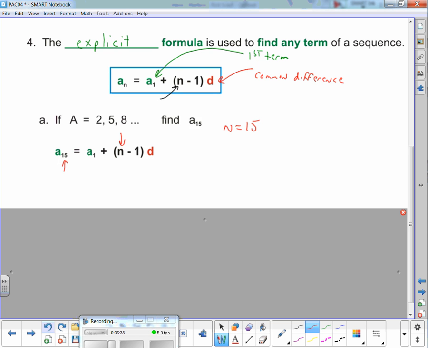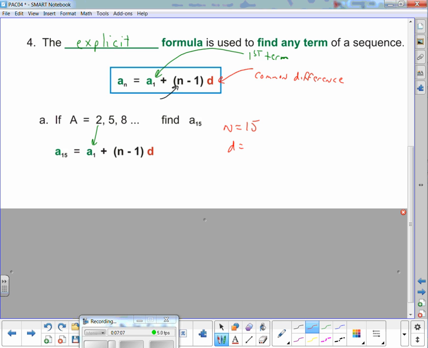All right, let's look more at the formula. I have an a sub 1 in the formula. Where is a sub 1 going to come from? Julia, can you tell me what a sub 1 is? Julia said a sub 1 is the first term, so a 2 is going to go in that spot. And the only thing I have left is d. Just like I said n is 15, I better figure out what d is.